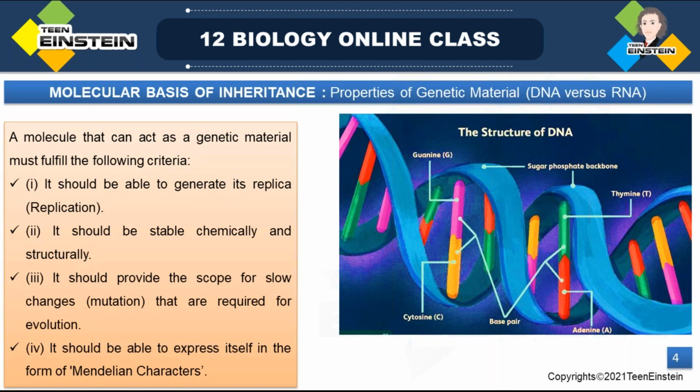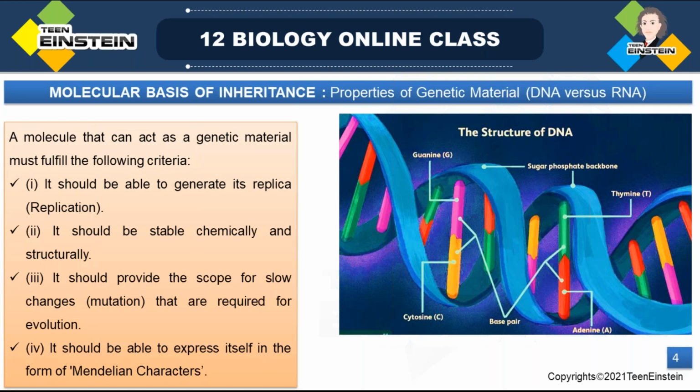If it is not chemically stable and structurally stable, it's impossible to make a copy. When it is making a copy, it will definitely have some kind of changes if it is not stable. If it is unstable chemically and structurally, that replicated copy will have some kind of difference from the original, right?